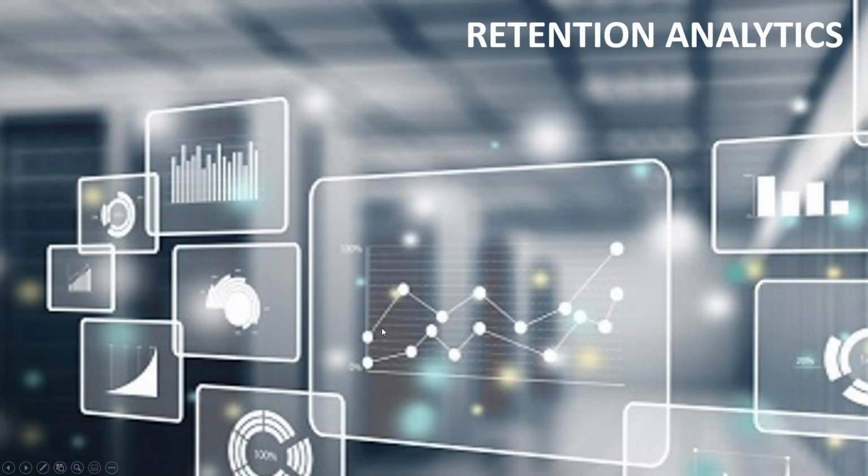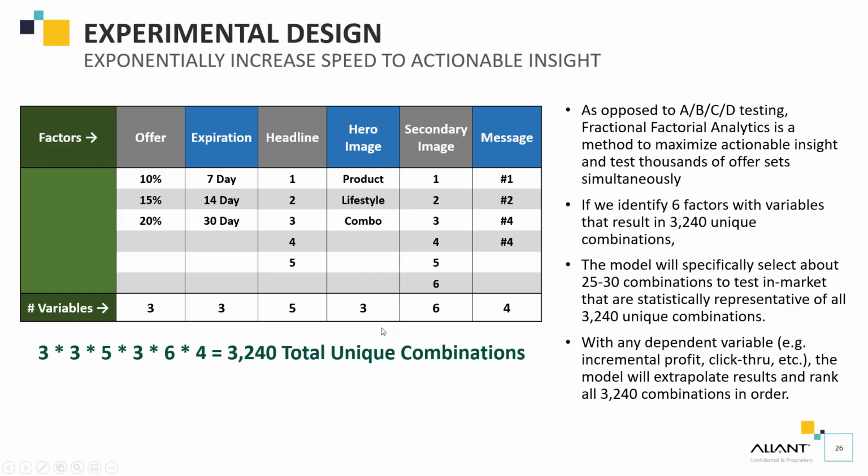All right. Now, moving on to retention analytics. First thing I want to mention very quickly is experimental design. Now a tool like BlueVen has the ability to let you know what offers are working best and automatically do that for you. But here's an analytic approach where, as opposed to ABCD testing, fractional factorial analysis is really going to allow you to just choose a few combinations that are going to be representative of the whole.